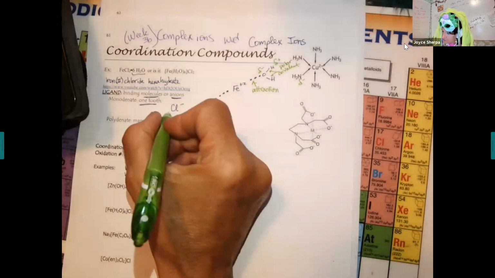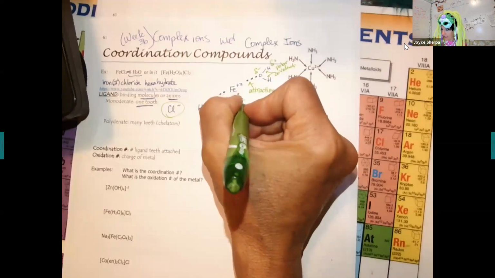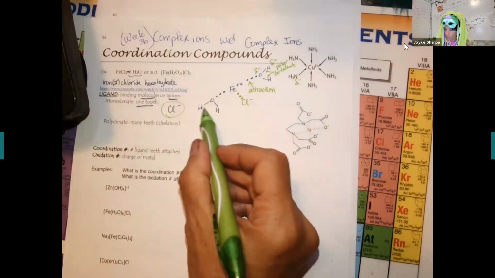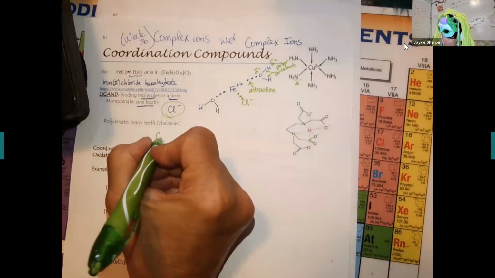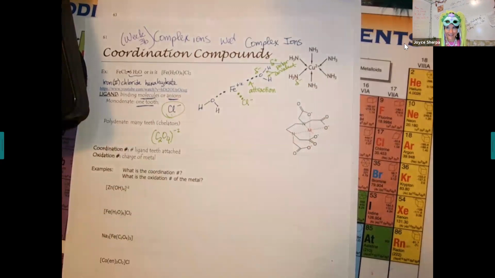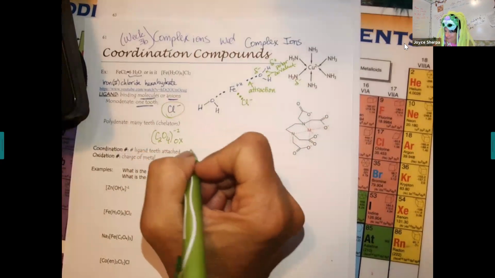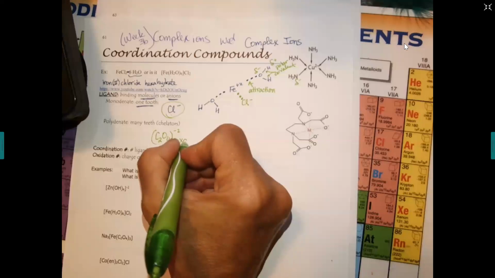You could also just have something like a chloride ion. In this case, it's just a Cl. It could be a hydroxide. So it could be an anion, or it could be a polar molecule. Then there's ones with multiple teeth. C2O4 is a great example. Does anybody know the name of that ion? Starts with an OX. Oxalate.